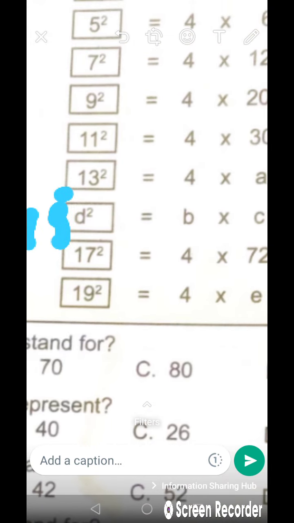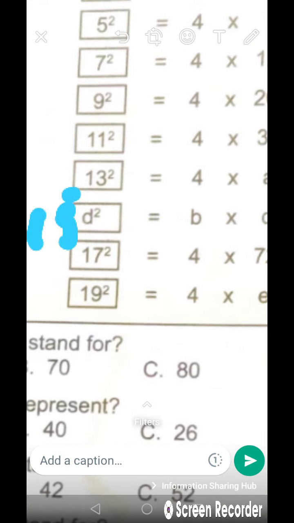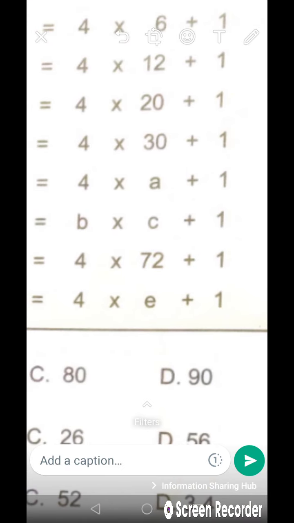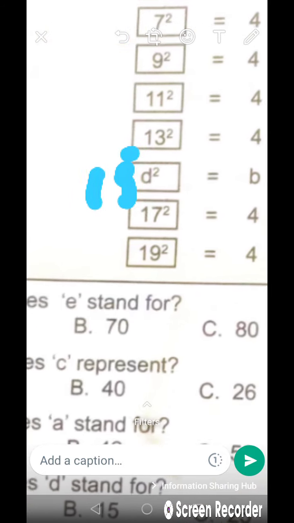It says, what does A stand for? Where is A? Let's look for A. A is on 13 raised to power 2, and that is where we need to add 12 to 30 to get 42. Okay, so A stands for 42. So we can simply put here A, 42.